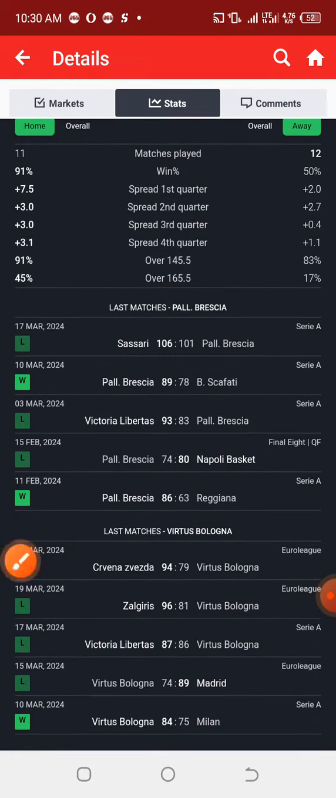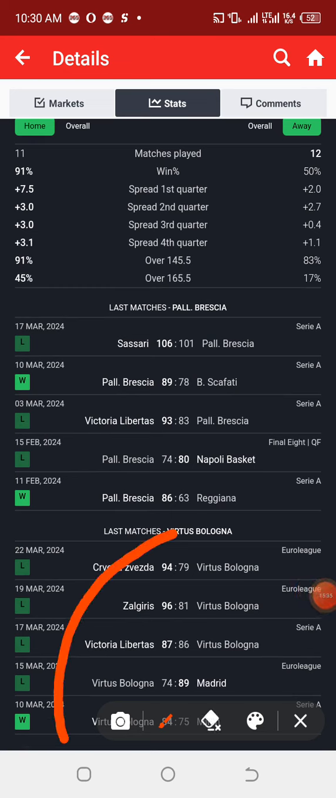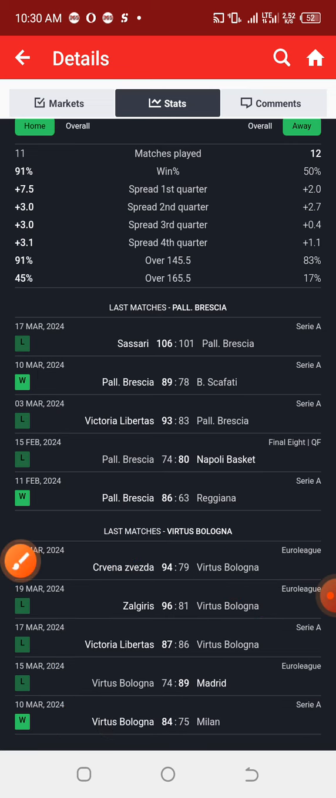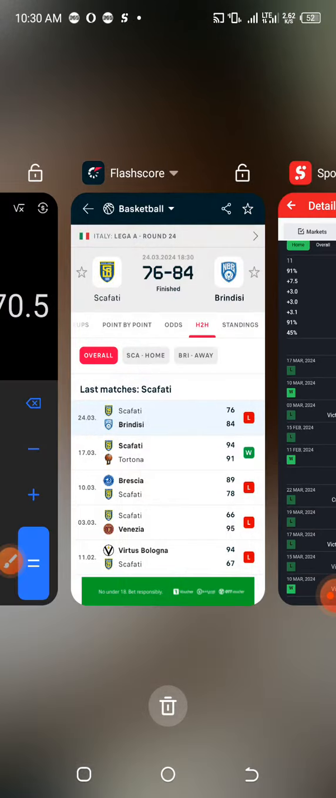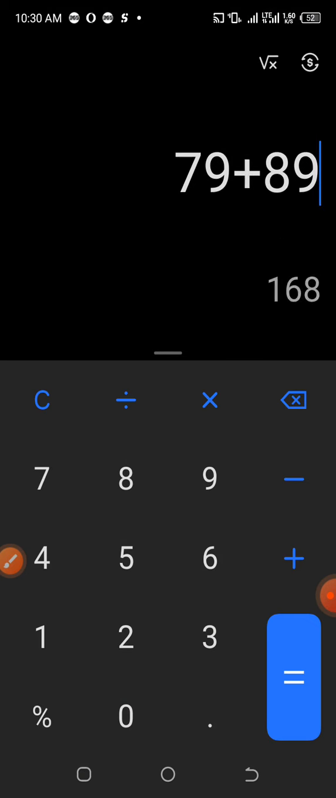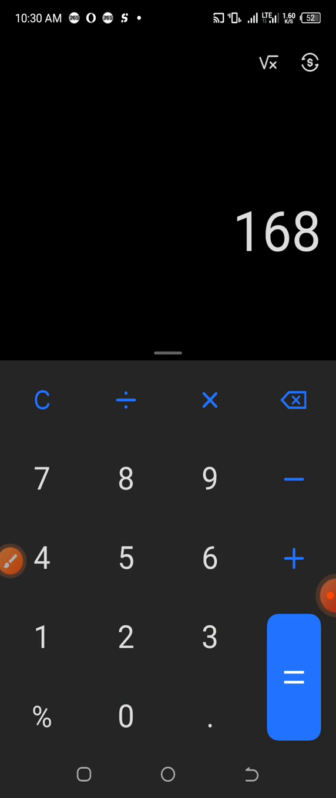So in the last 5 games they've played with other teams, they had 79 here, they had 81 here while playing away, and they had 86 here. So among these three, we can see that 79 is the smallest. Now we are going to add up 79 and 89 together. So 79 plus 89 is going to give us the total point of 168.